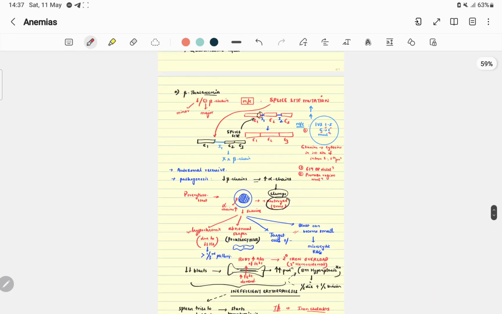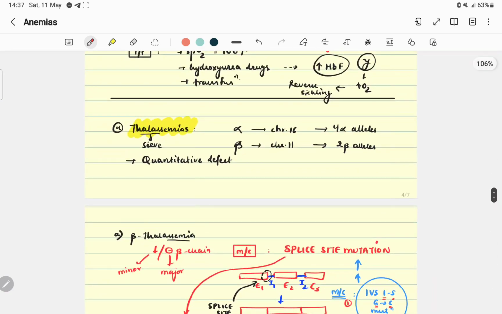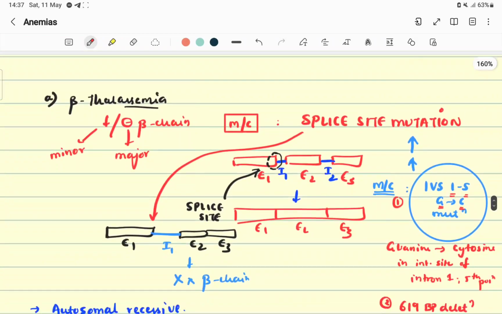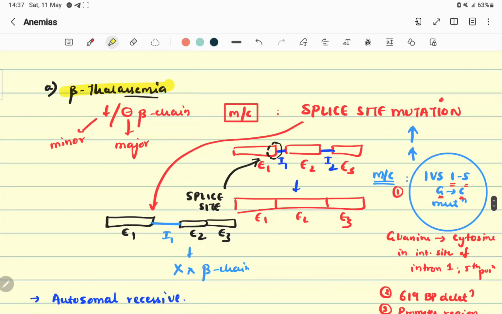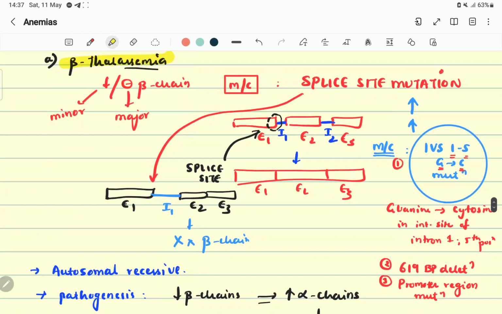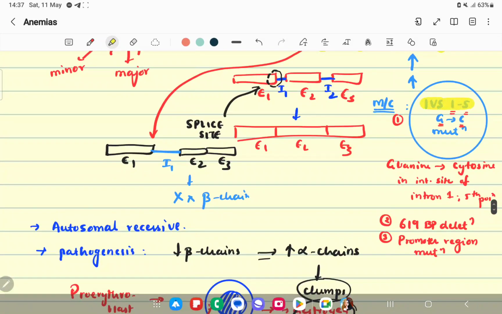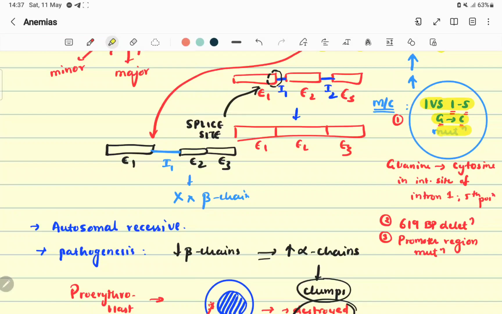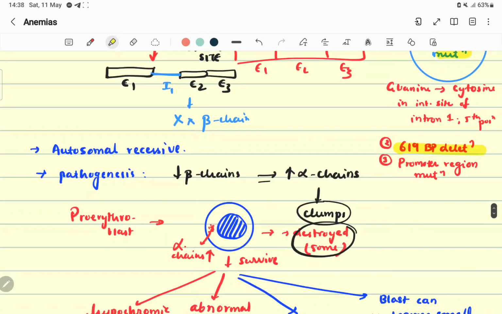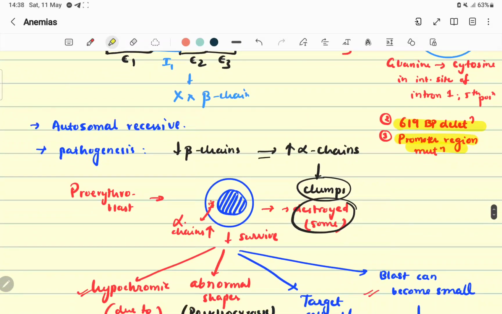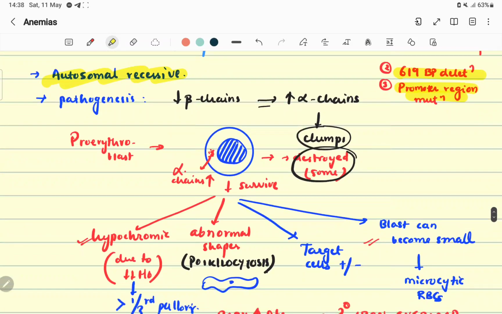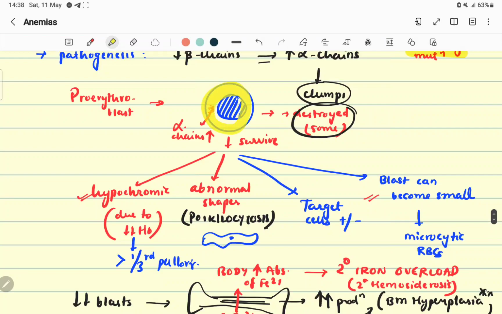We discussed a lot about beta thalassemia, I guess, both minor and major. The most common is the splice site mutation, and the most common out of that is the IVS 1-5 G>C mutation. Then we can have the 619 bp deletion and promoter region mutation. It is an autosomal recessive condition. Pathogenesis: decreased beta chain means increased alpha, means clumping, means destruction.